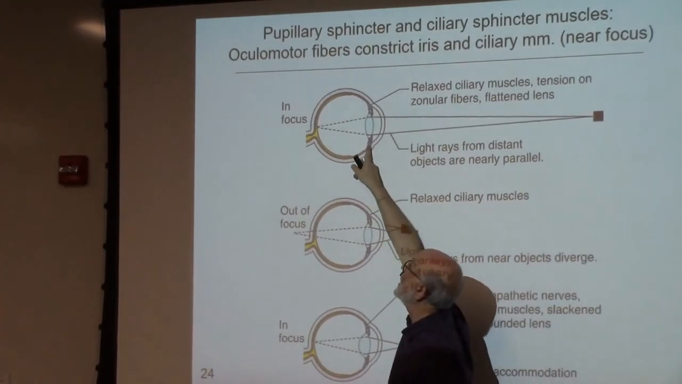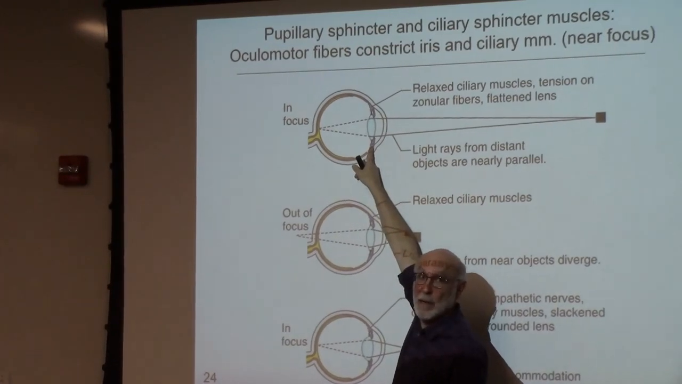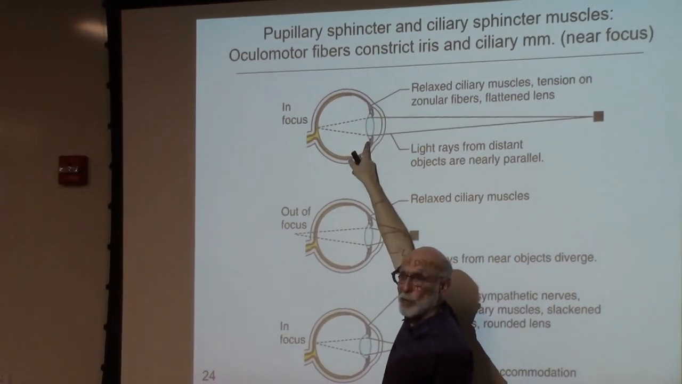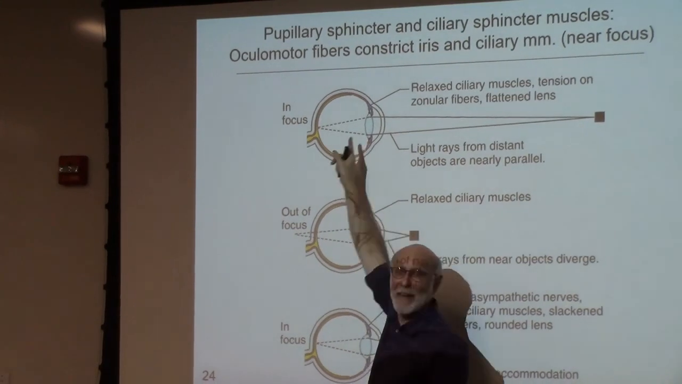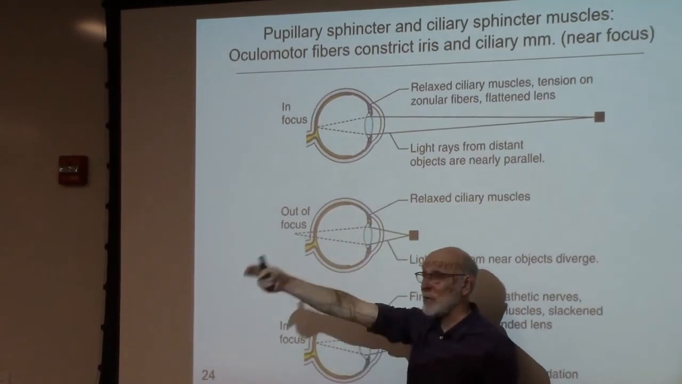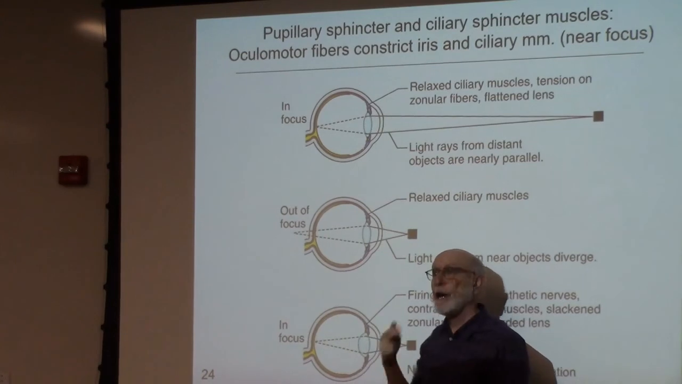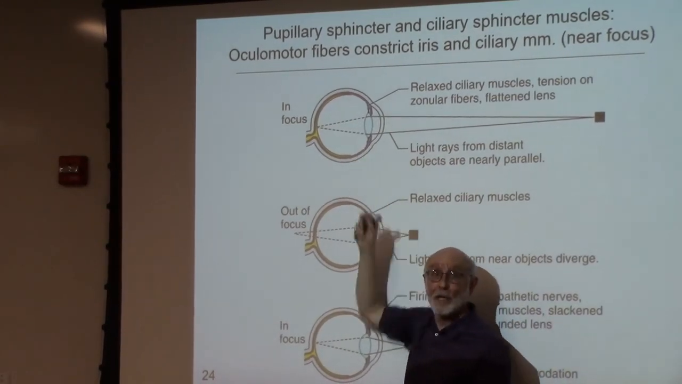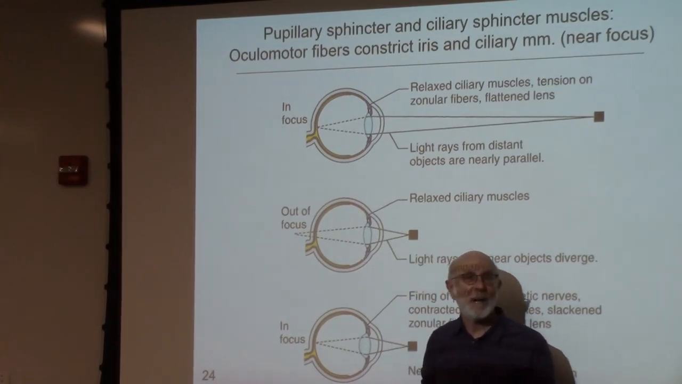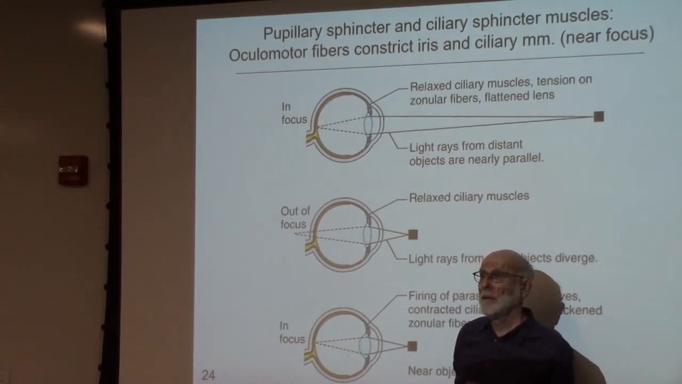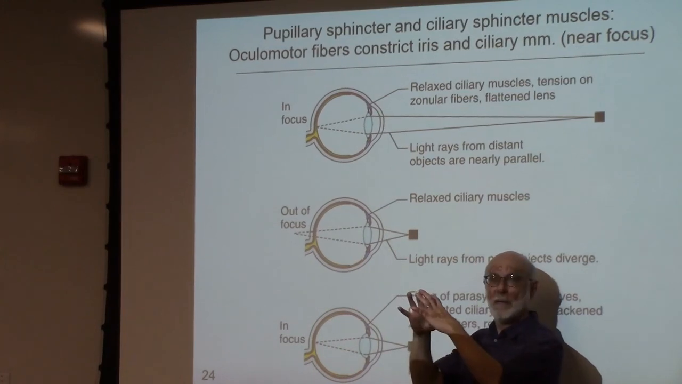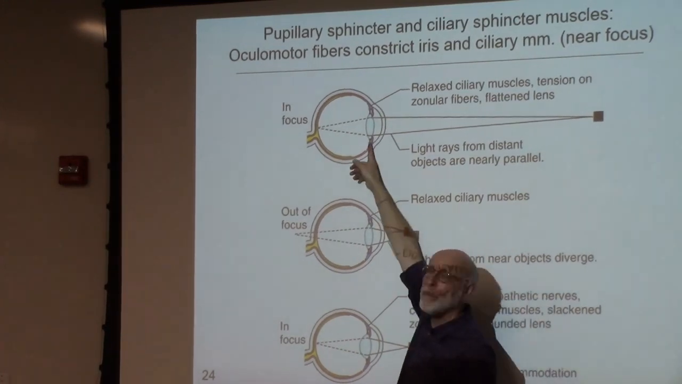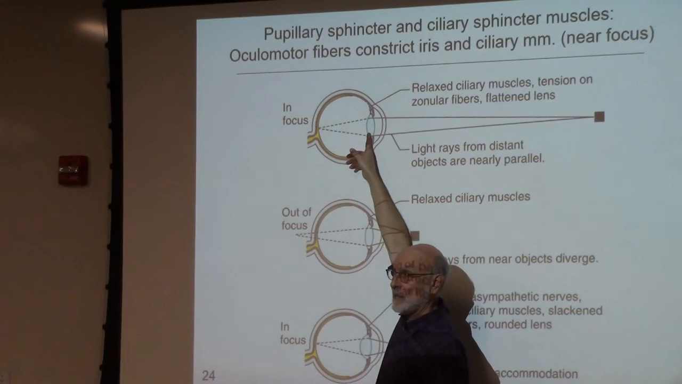The flat lens means the ciliary bodies are putting a lot of tension on the zonular fibers in order to flatten this lens. So for me to focus on a distant object, my oculomotor nerve is telling my ciliary body to relax. It's not activating my ciliary body. It is letting it relax, put tension on the fibers, flatten the lens.